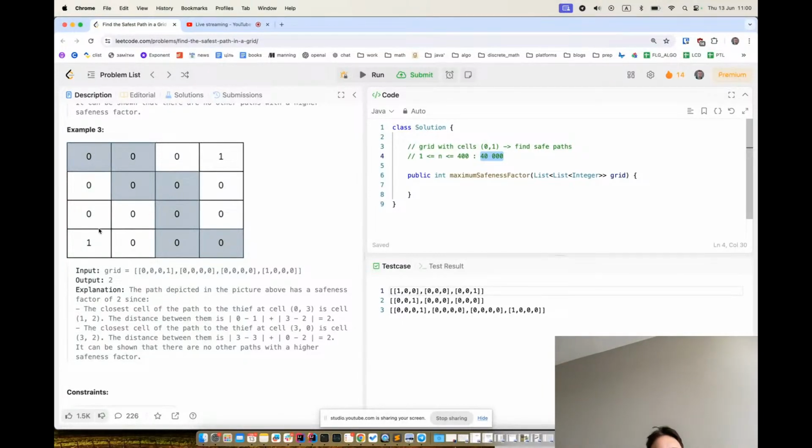Yeah, so the safest would be always, why is it 2? Because here I have 1. Okay, so the closest cell of the path to the thief at 0, 3, so this one, is cell 1, 2. Yes, this one. The distance between them is 0 minus 1 plus 3 minus 2. It's 2.